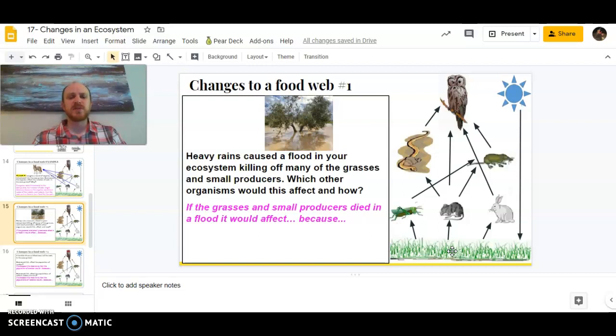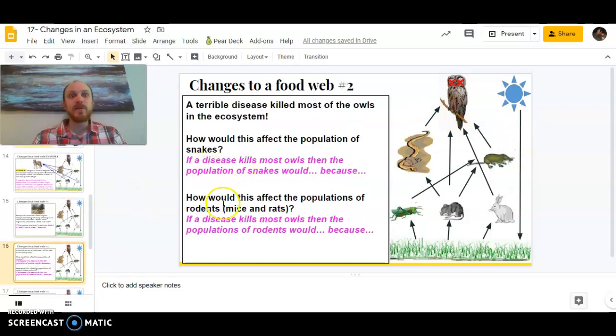Which other organisms would this affect? If the grasses and small producers died in a flood, it would affect which ones and how? You can say it'll affect this, it'll affect that. Tell me. What about if there's a terrible owl disease? What would happen? I want you to give me 2.